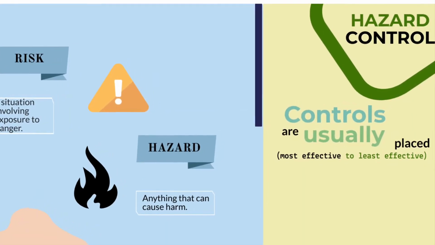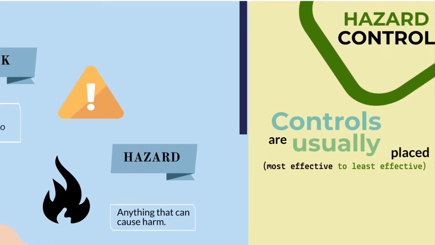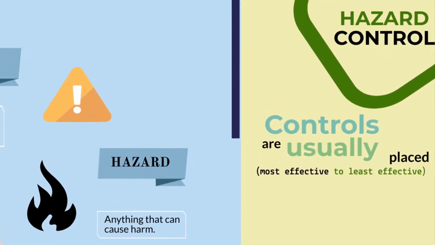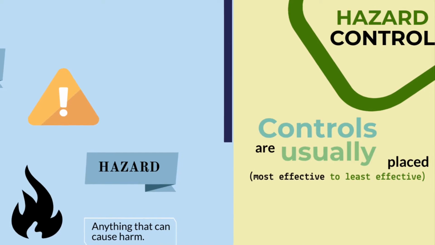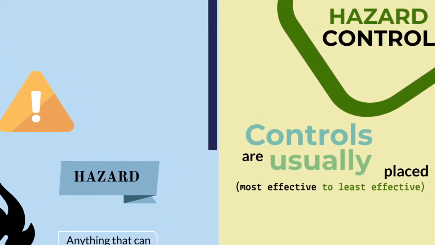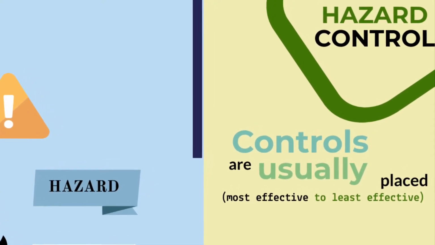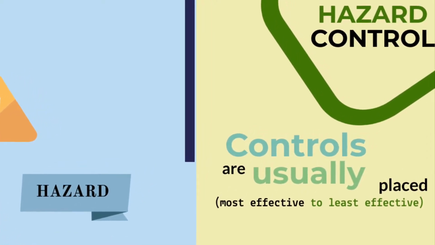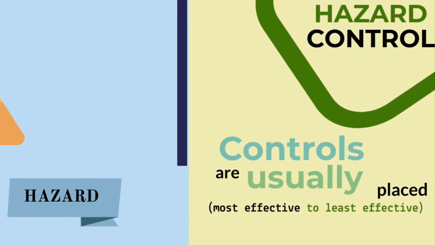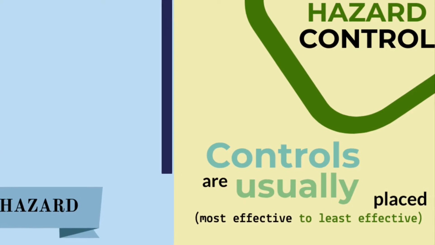Hazard control. Workplace procedures adapted to minimize injury, reduce adverse health effects, and control damage to plant or equipment. Controls are usually placed from most effective to least effective. For example, the first one is at the source, the second is along the path, and the third is at the worker.